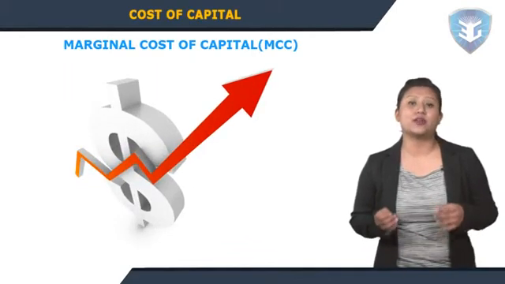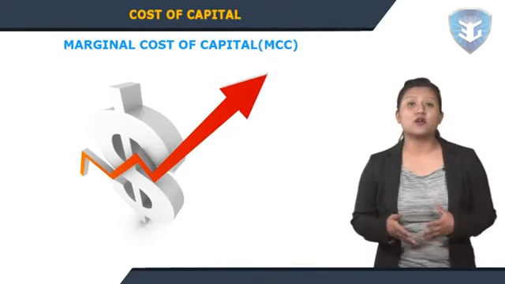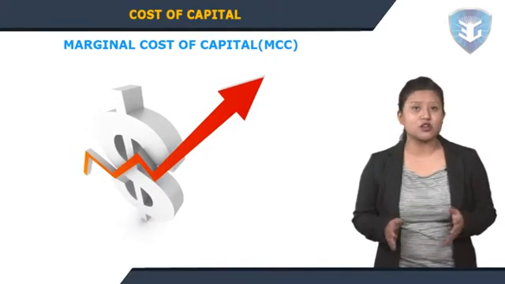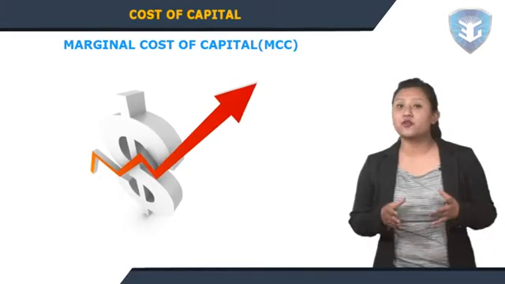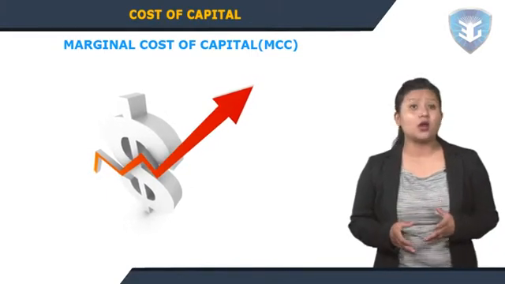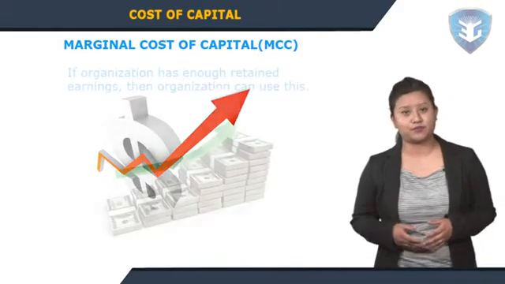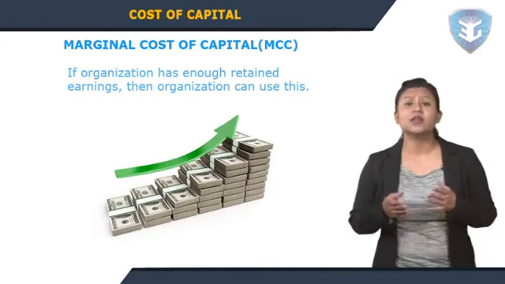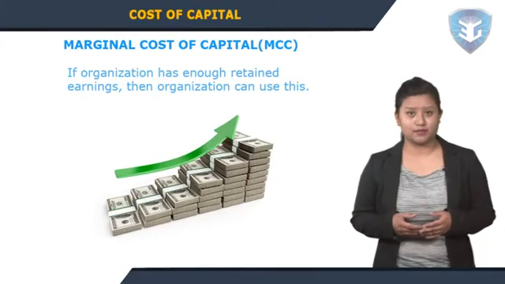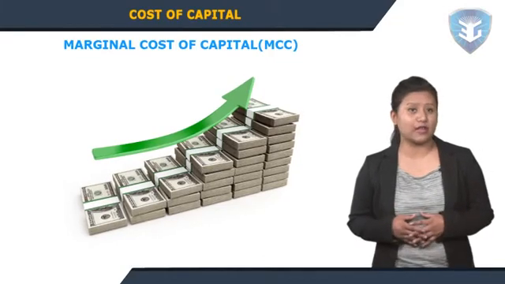If an organization raises more capital, the cost of capital will also rise. Suppose our cost of capital is 10% on average for raising from share capital, debt and public deposits. But if we are interested in raising one more dollar, we have to pay an extra cost, and this cost will be the marginal cost of capital. If the organization has enough retained earnings, then the organization can use these. With this, the weighted average cost will be almost equal to the marginal cost of capital.